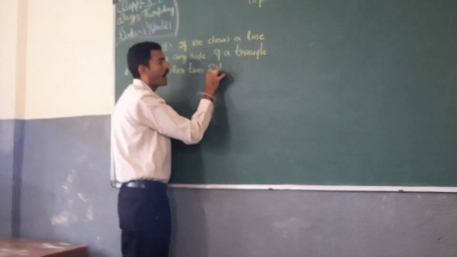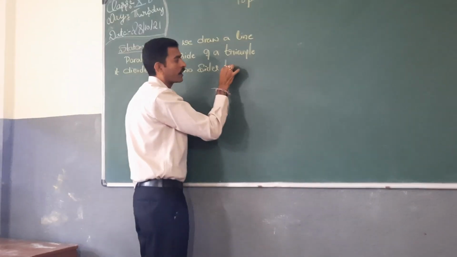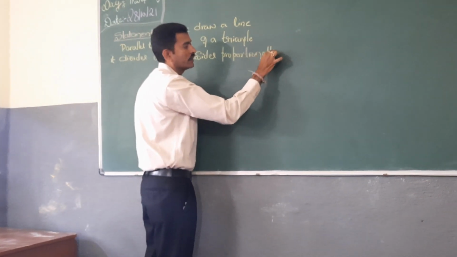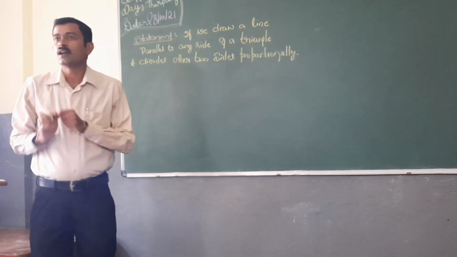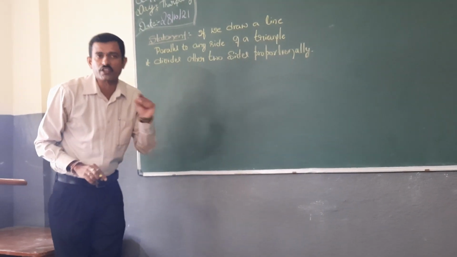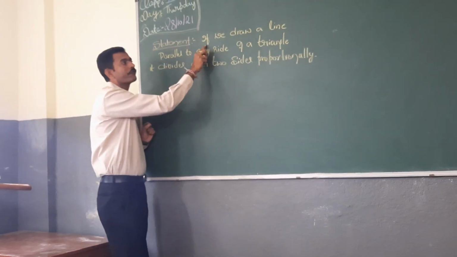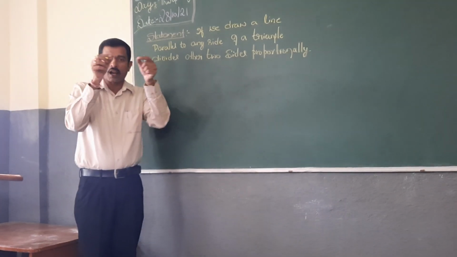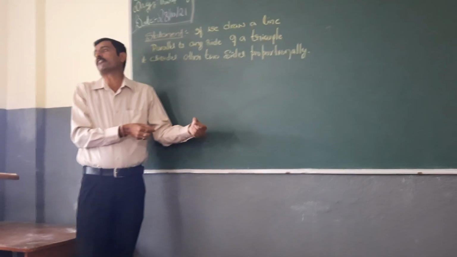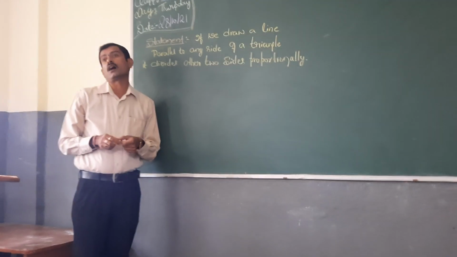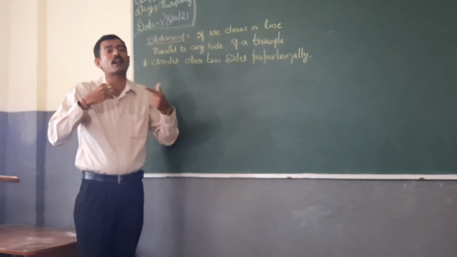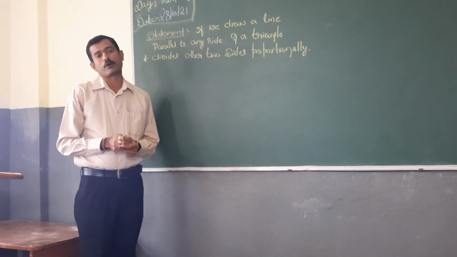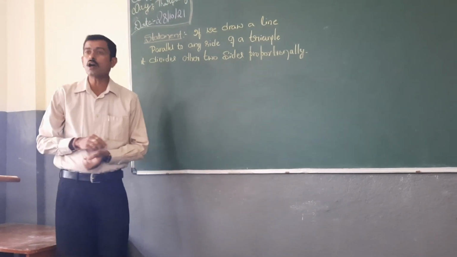How does it divide? Proportionally. Not equally. Proportionally. Yes, children, I will tell. Listen. The basic proportionality theorem states that if you draw a line parallel to any side of a triangle, how many sides are there? Three sides. Out of the three, you draw a parallel line to any one side. That line divides the other two sides proportionally. This is the thing we are going to prove.